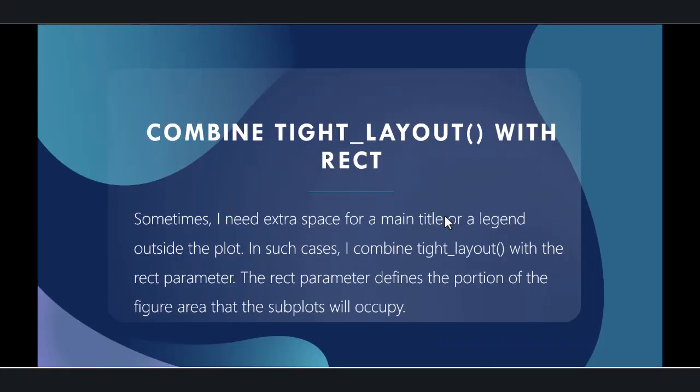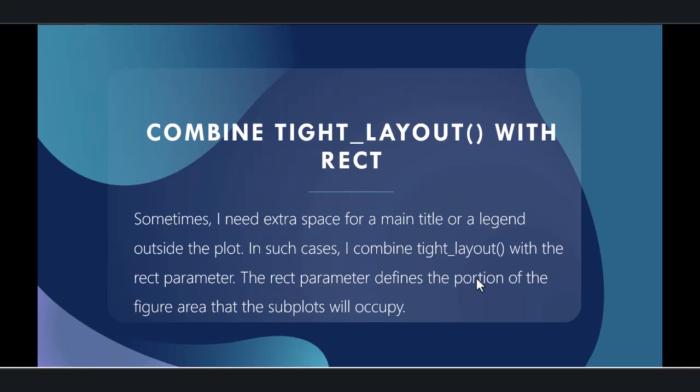Now we'll see how to combine tight layout with the rect parameter. Sometimes I need extra space for a main title or a legend outside the plot. In such cases, I combine tight layout with the rect parameter. The rect parameter defines the portion of the figure area that the subplot will occupy. If you want a title to be displayed in a big size and you want more space for the title or legend outside the plot, at that time you need more space for that and you want the graph to look a little smaller. In such cases, by combining the tight layout method with the rect parameter, you can make changes in spaces.